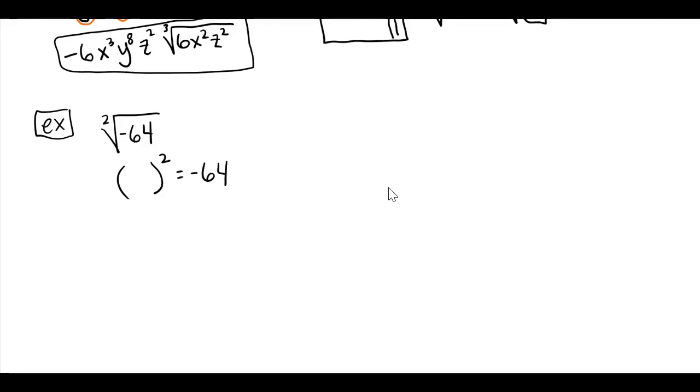So you're trying to think of what number times itself could give you a negative number. And there is nothing, right? Because a lot of times people put negative 8 for an answer on this. But remember, negative 8 times negative 8 is a positive 64, not a negative 64. And you can't have two different numbers, a positive 8 and a negative 8, because we're trying to square that number. So there is nothing that works for this.